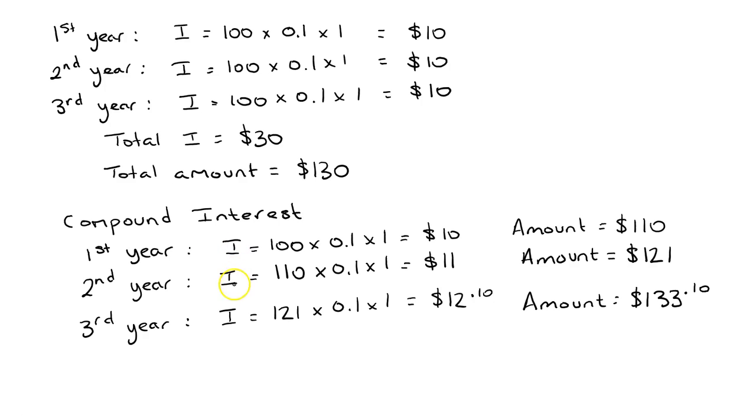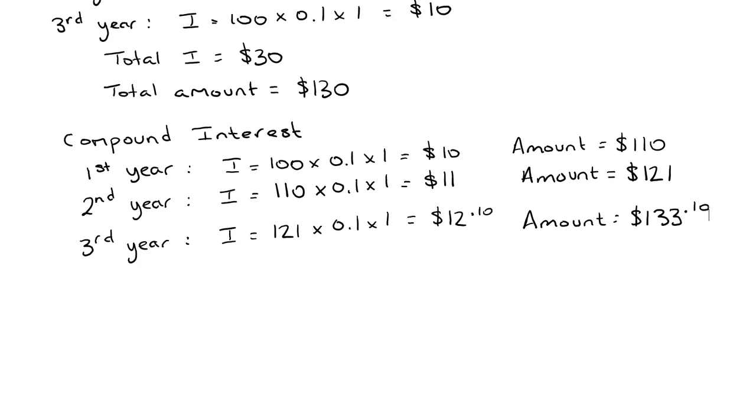Now we don't have to do it on a year-by-year basis. We have a formula which will work this out for us in one go. Now, it's not I this time, it's A, which is the amount that you end up with. And it's the principal times 1 plus the interest rate, to the power n, where n is the number of time periods. Now, if we use our previous example, our principal was $100. We had an interest rate of 10%, so a decimal of 0.1, and it was invested for 3 years.